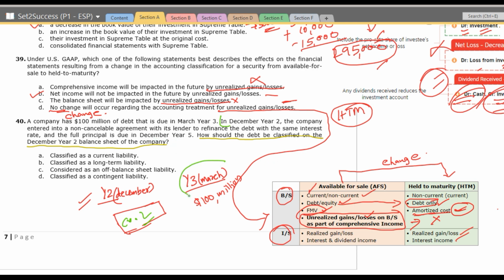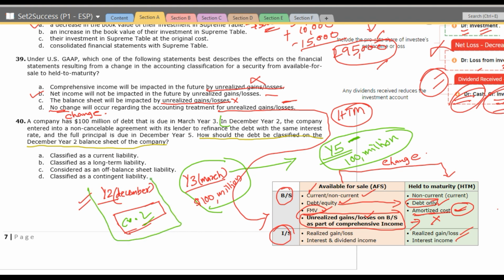Now this year 3 debt of 100 million is being shifted to year 5, because the company has entered into a non-cancelable agreement. So now the debt is to be paid in year 5, and you are creating financial statements in year 2. Before it was a current liability, now it's a long-term liability because it will become due in year 5.